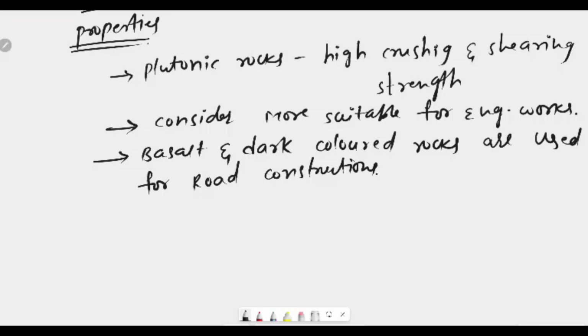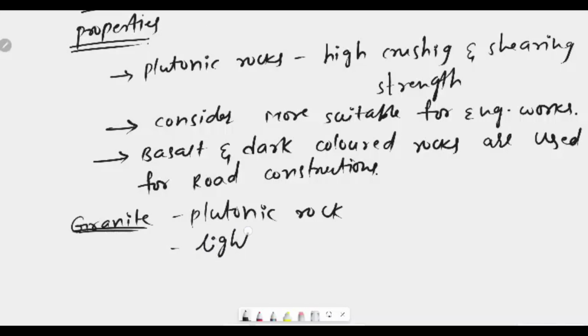Some of the igneous rocks are granite. What is it? Granite. What are its properties? It is a plutonic rock and light in color. This may be white or pink in color. This is coarse grained with mid crystals.